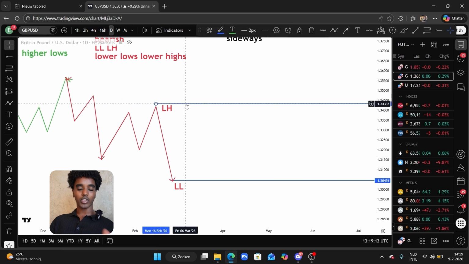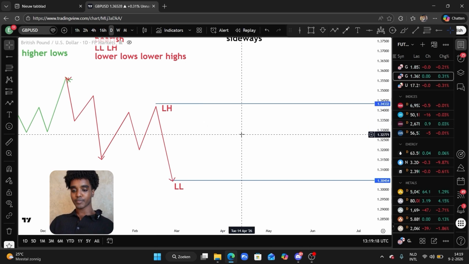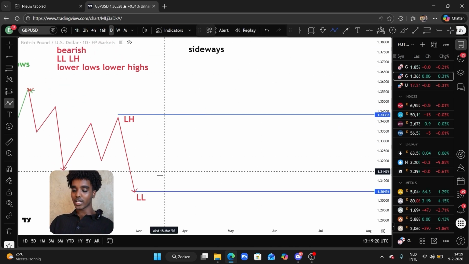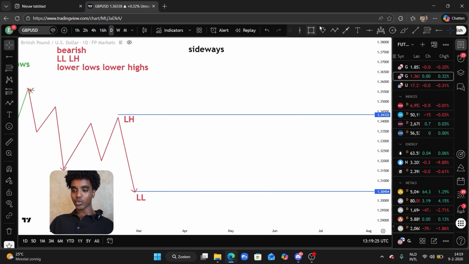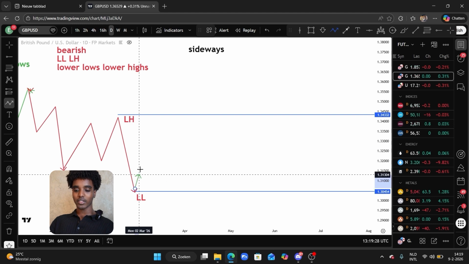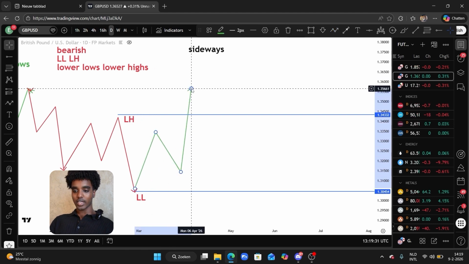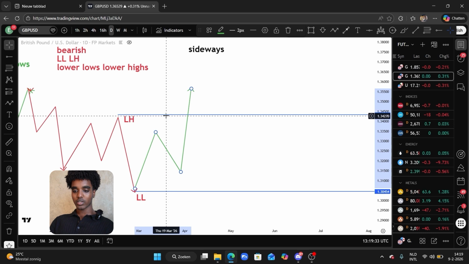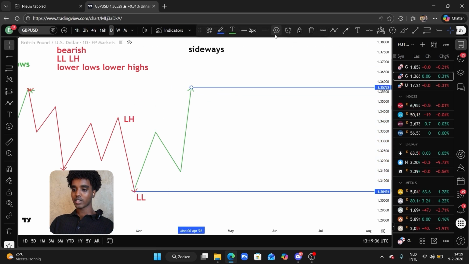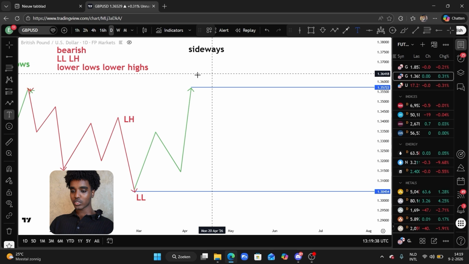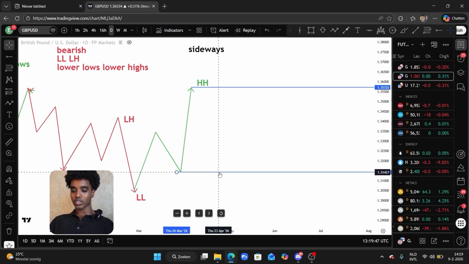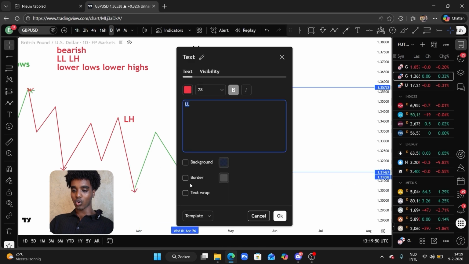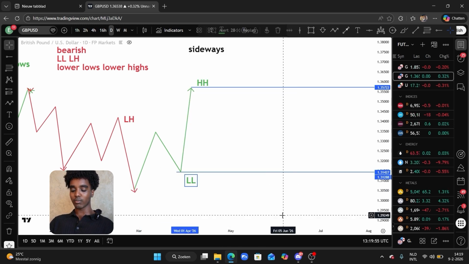And same as uptrend, it can keep making lower lows and remain in the downtrend, or it can change from a downtrend to an uptrend by breaking the lower high, just like this. And now this point here becomes the higher high again, and we went from bearish to bullish, higher high, and then this point is the higher low. And that's how you identify a bearish and a bullish market, right?